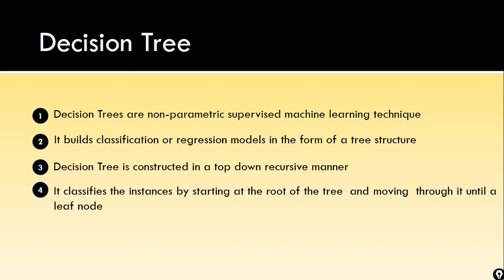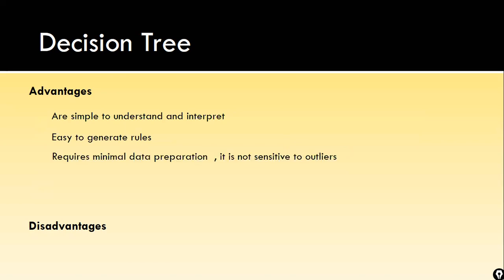And what are the advantages of decision tree? Very simple to understand. Even a layman, when he looks at a decision tree, can understand and interpret the tree, and using it you can generate the rules. This is very helpful, generating the rules with the help of the decision tree. Also it requires minimal data preparation. It is not sensitive to outliers, and you don't have to do too much heavy lifting when it comes to data pre-processing.